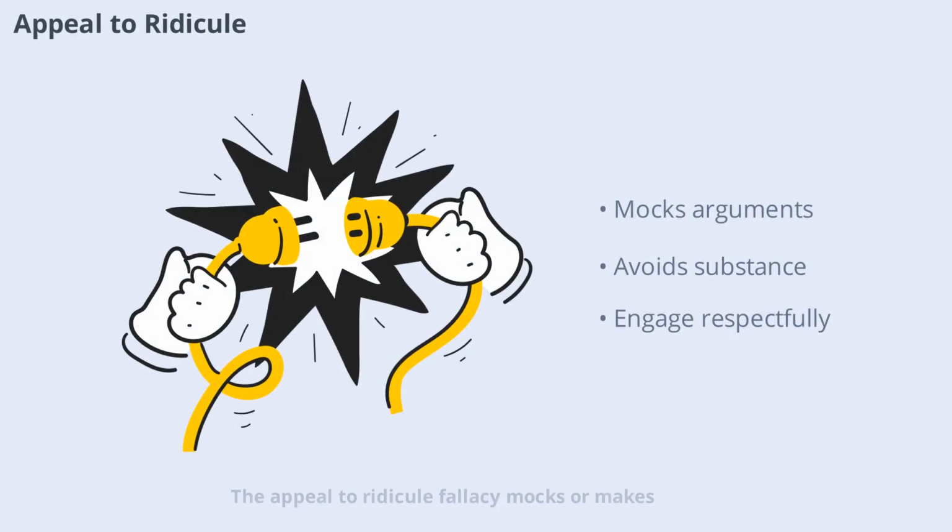The appeal to ridicule fallacy mocks or makes fun of an argument instead of addressing its substance. For example, that idea is so ridiculous it doesn't deserve a response. Ridicule doesn't prove anything. It's important to engage with arguments seriously and respectfully, even if we disagree.